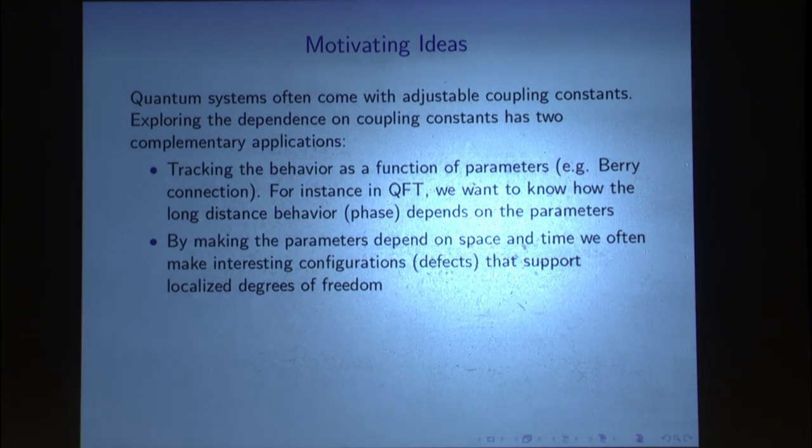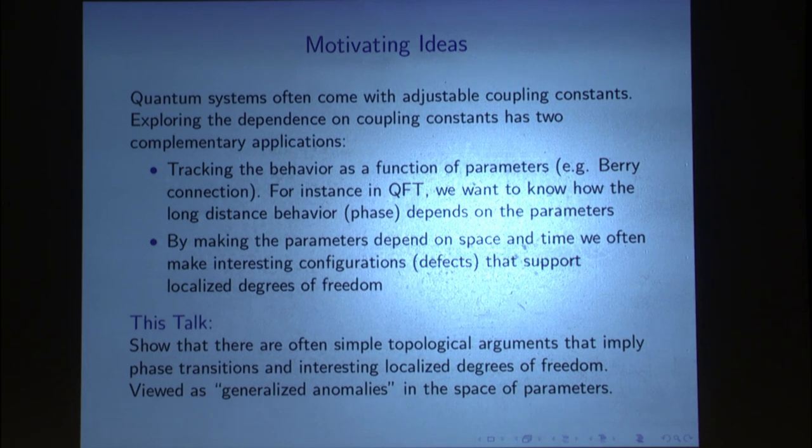So we'll be studying both of these problems. And in this talk, we'll show that there are often some simple topological arguments that imply that the behavior of a theory as a function of parameters is interesting. So for instance, we might find a topological argument that predicts a phase transition. Or we might similarly find an argument that implies that there are necessarily localized degrees of freedom on these objects that we make by varying coupling constants. And we'll see that these two phenomena are related. We'll view these topological arguments as generalized anomalies in the space of parameters. That will be the language that we'll use, and I'll define that as we go along.